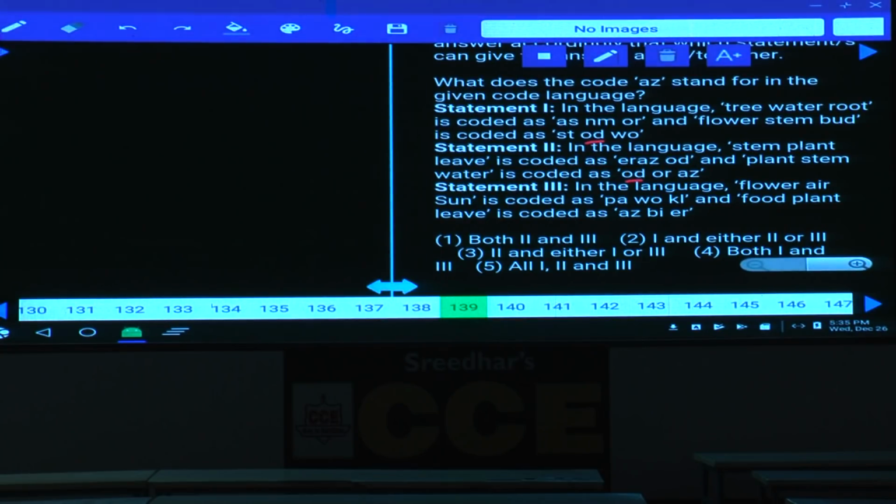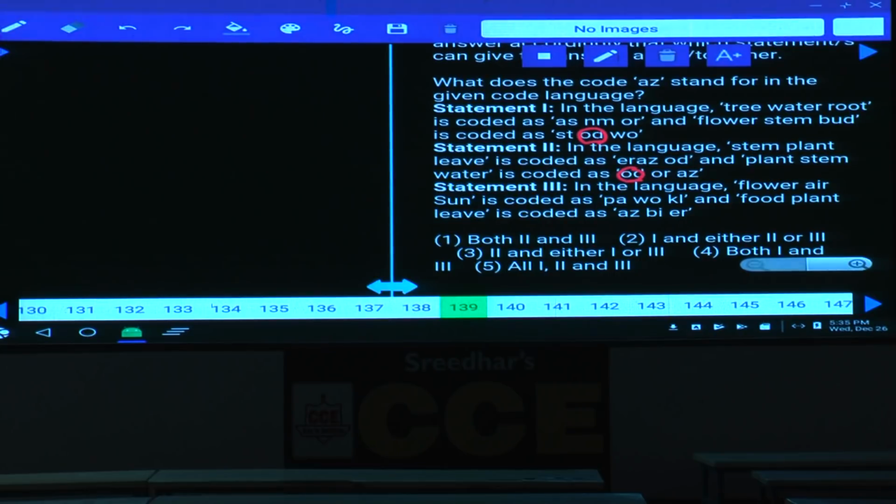OD is common. OR, AZ is common here, isn't it? Now, between these two statements, OD is common, one word will be common. Now, if you compare this statement and this one, OR is common, one word will be common. Now, finally, we are left with AZ. Are you getting the answer or not? Hence, what is your answer here? 1 and either 2 or 3.